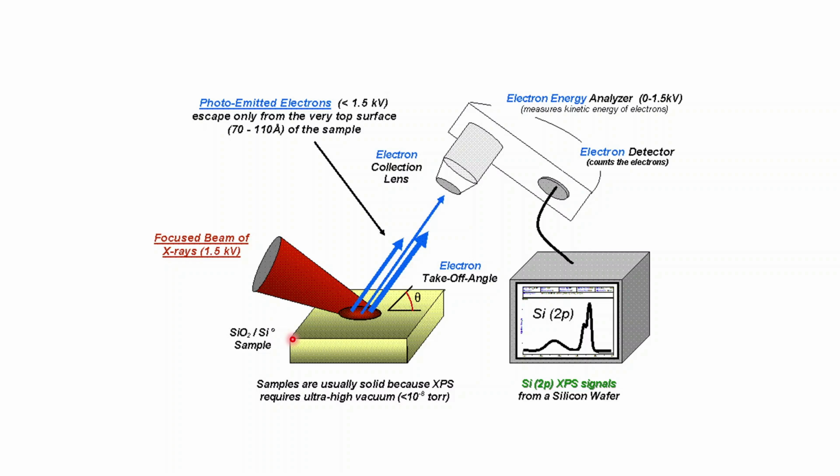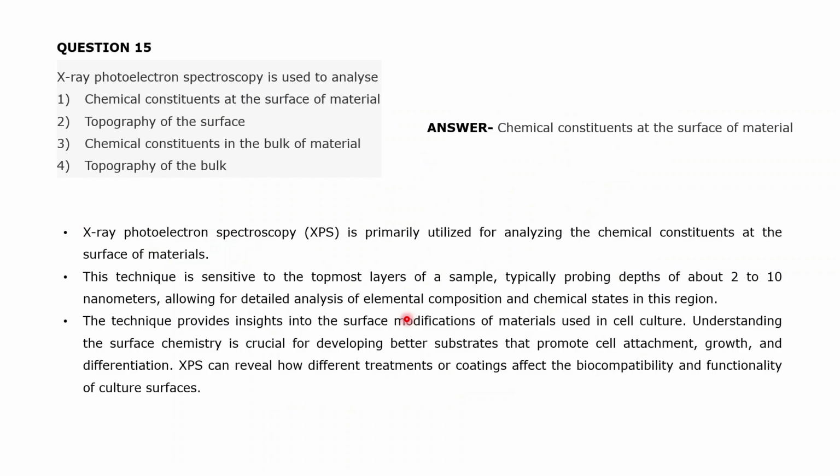So this is the working principle. Based on the depth being analyzed, as I said, 2 to 10 nanometers, it cannot probe into much more depth than that. That's why X-ray photoelectron spectroscopy is used to analyze the chemical constituents at the surface of the material rather than the bulk of the material.